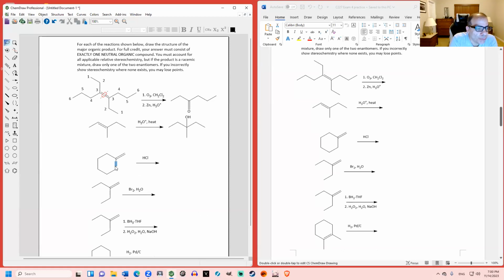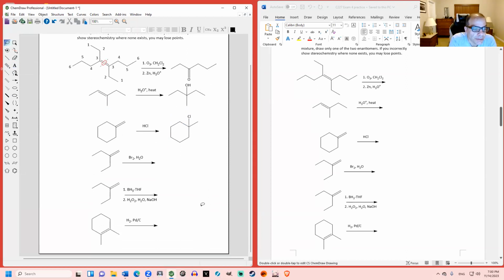In the next reaction, we're treating this alkene with HCl. We've known this reaction since chapter 6. You get the Markovnikov addition of HCl across the double bond. The chlorine goes on the more substituted carbon, the hydrogen on the less substituted carbon. This one is a halogenation reaction.